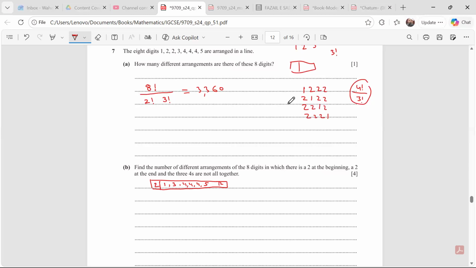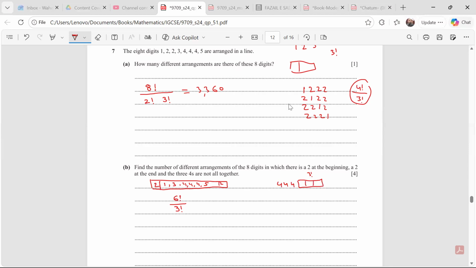First of all, using the previous approach, it is 6 factorial divided by 3 factorial. But now we have an additional condition that all these 4s should not be together. So in how many different ways can they be together? 4, 4, 4, and then I have three different numbers, 1, 3, and 5. These three can be arranged in 3 factorial ways.